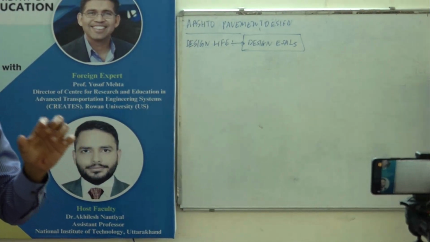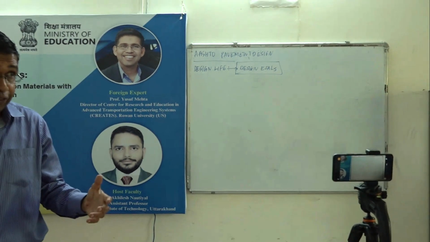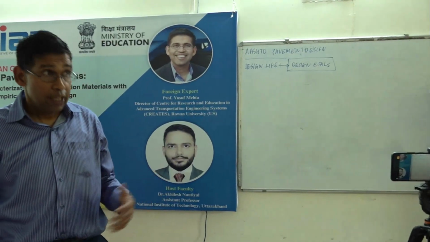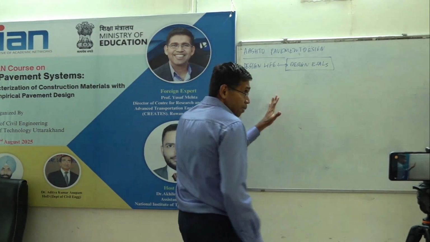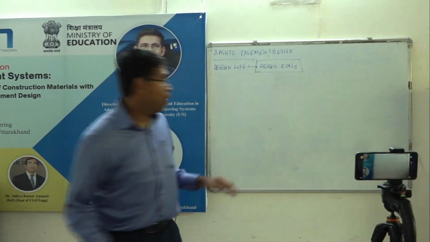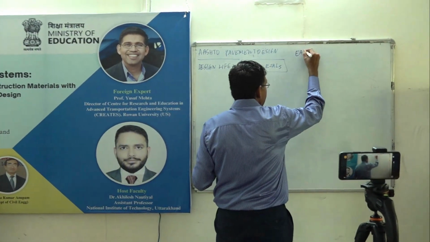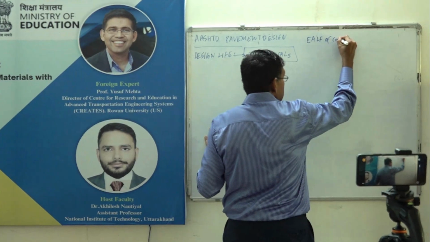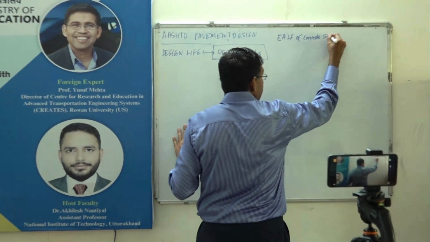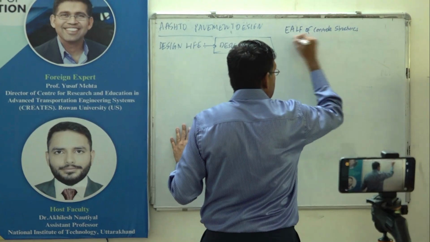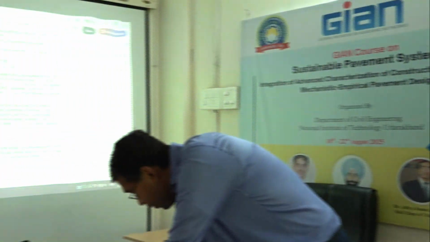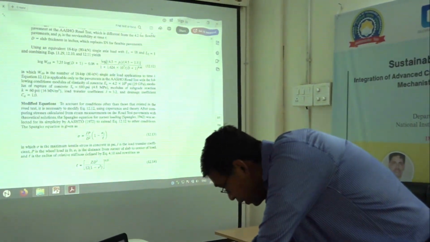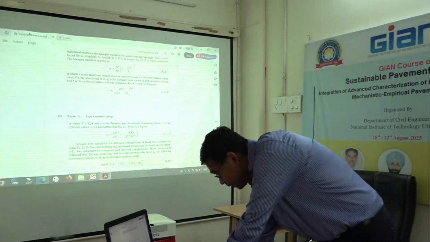EALF, equivalent axle load factor for concrete, is completely different than for asphalt and concrete. So my truck factor is going to be, so ESUB calculations, the calculations are the same, but the factors are different. So you have to use EALF of concrete structures, which is going to be completely different, right? Concrete payments instead of asphalt, right? That's number one. Okay. Next, let's keep going. There are lots of parameters in this, lots of exciting parameters.